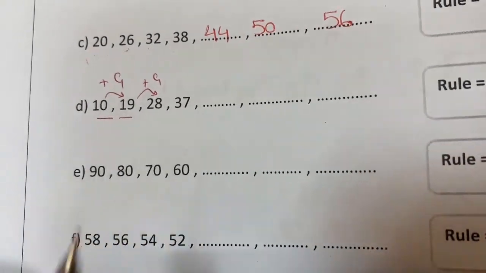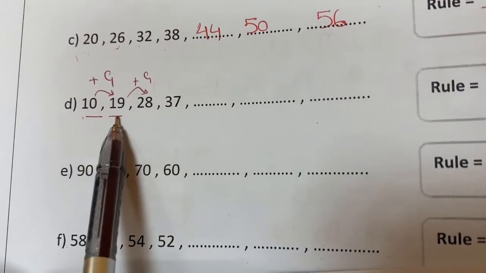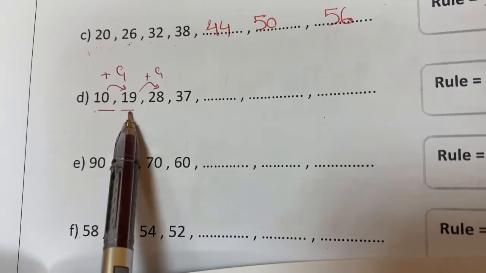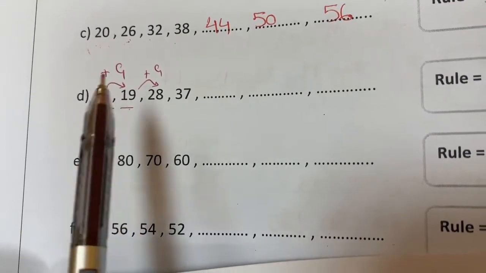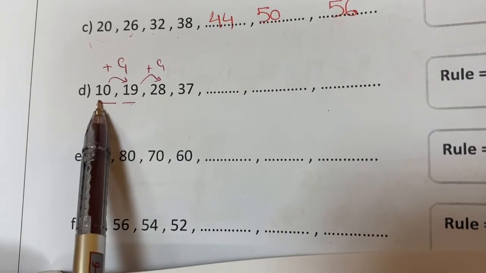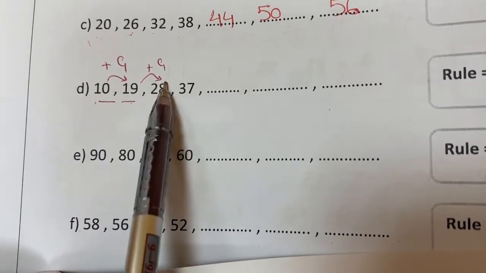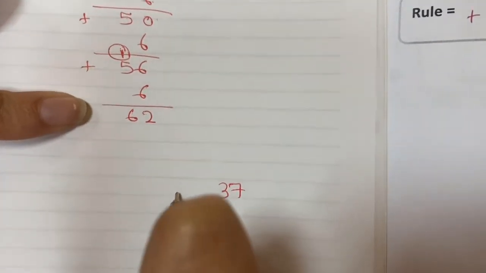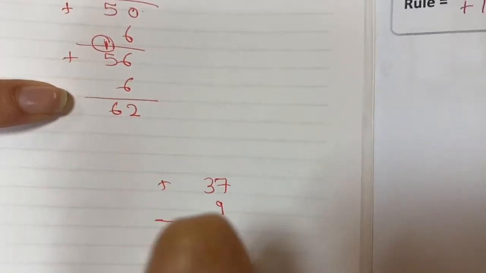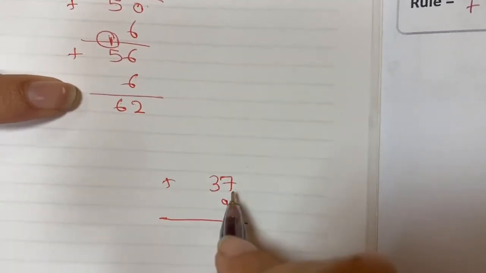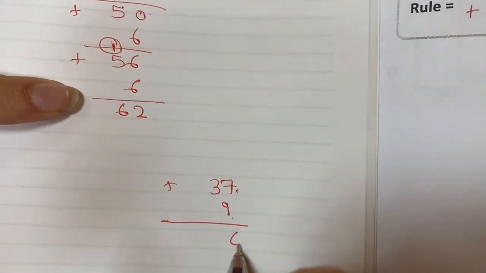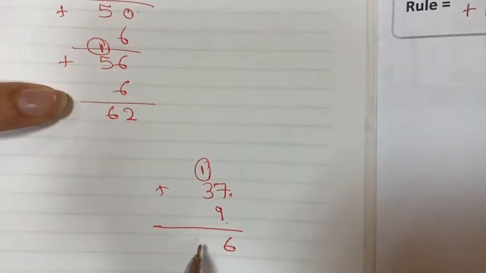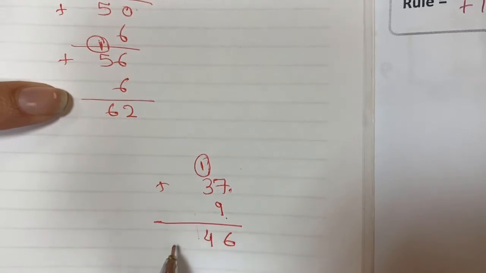The second one, letter D. Is the number getting smaller or getting bigger? The number is getting bigger. So you're going to make addition. 19 minus 10 equals 9. So you're going to add 9 each time. After 37, 37 plus 9: 7 plus 9 equals 16, 6 and the 1 will fly over the head of 3. It's going to be 46.